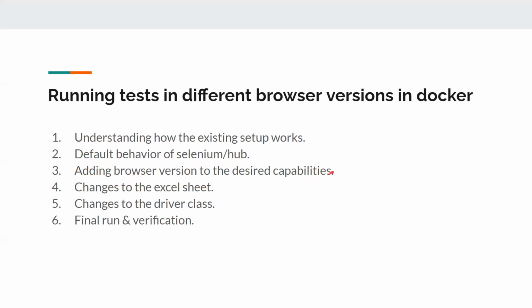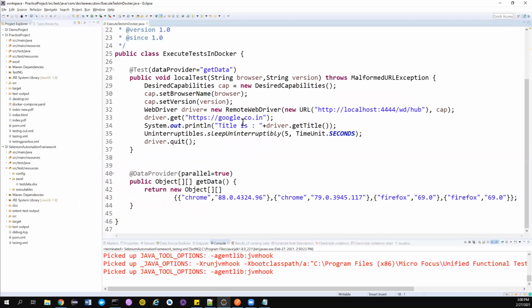We have to add an extra browser version capability to the desired capability section. We'll see about that. We'll also need to make a few changes to the Excel sheet that we are using, because we are doing data driven testing from our Excel sheet, right? So we need to make some changes to our driver class. We will see the final run and verification once everything is done. So this is going to be the agenda for today's topic. So without wasting much time, let's get back to the Eclipse workspace.